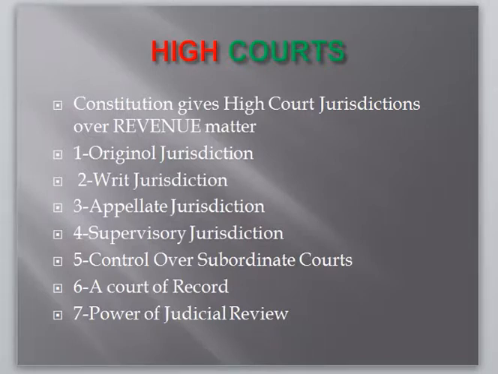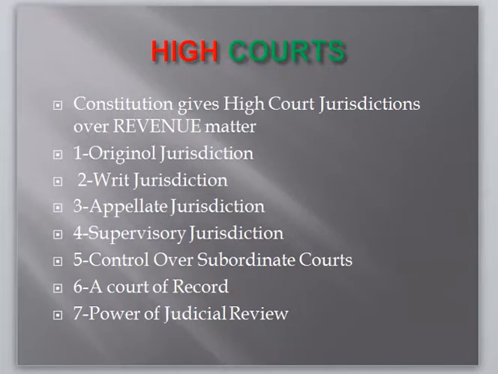The next is jurisdiction. See, these are the types of jurisdiction the high court has. There are 7 types of that. Original jurisdiction, then writ jurisdiction, then appellate jurisdiction, the supervisory jurisdiction, the control over subordinate courts, a court of record, and the power of judicial review. We will discuss these things one by one.